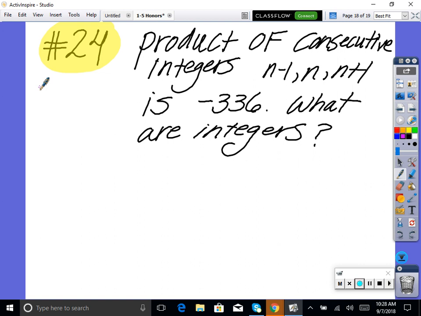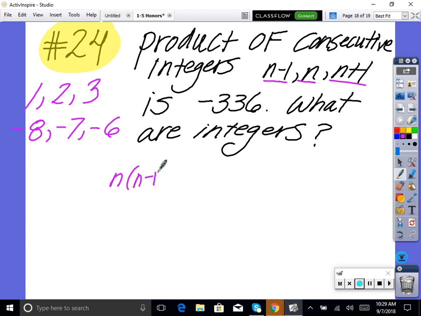So guys, here's an example of consecutive. Consecutive means one right after another. 1, 2, 3 are consecutive numbers. Negative 8, negative 7, negative 6 are consecutive numbers. One right after another. So it says the product, that means multiplication, of 3 consecutive integers. It even tells you n minus 1, n, and n plus 1. You see how those would be consecutive? Okay. So then you'd say, the product of n minus 1, n, and n plus 1 equals what? Negative 336.